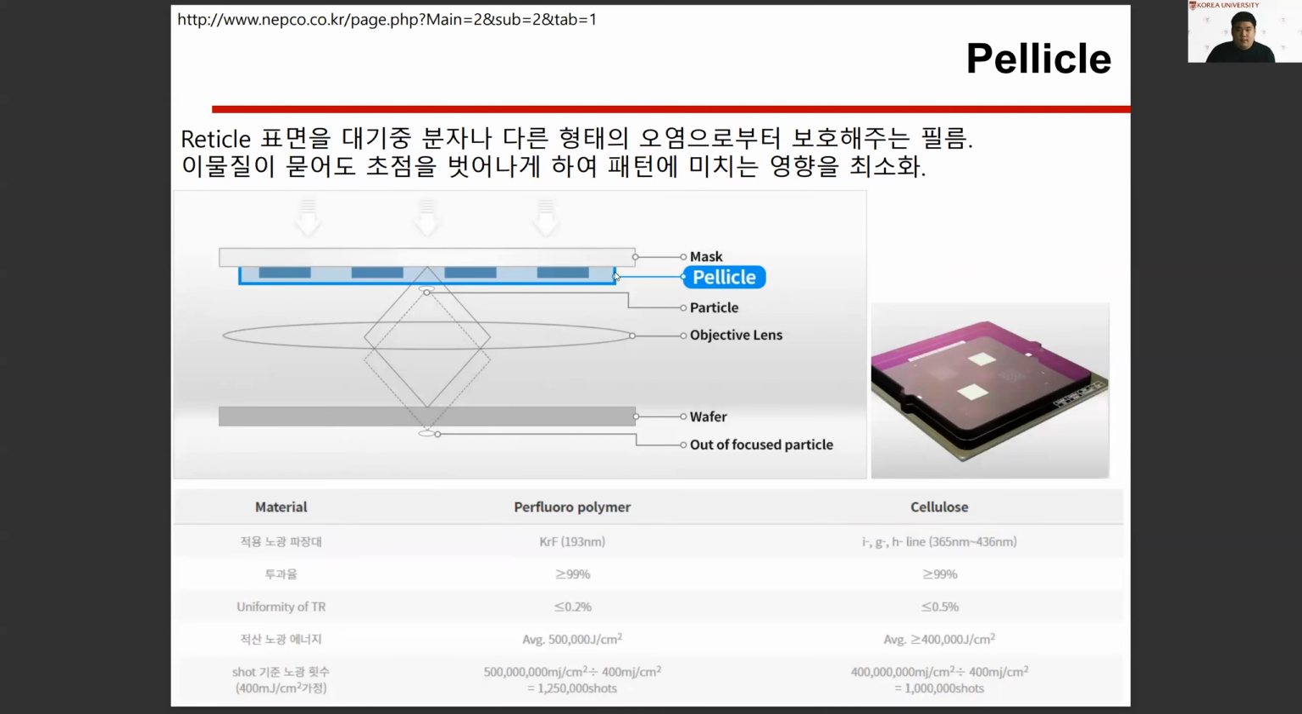This structure you can see is a pellicle. This is like a protective cover for the actual photomask.